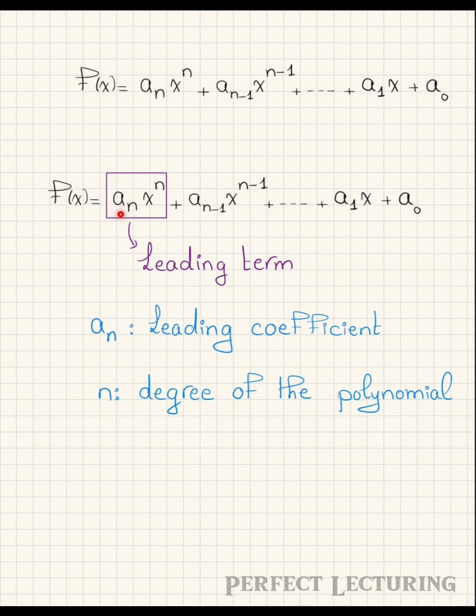The term with the highest exponent is called the leading term, the corresponding coefficient is called the leading coefficient, and n is the degree of the polynomial. For more details, you can look at the videos I previously posted on polynomial functions.